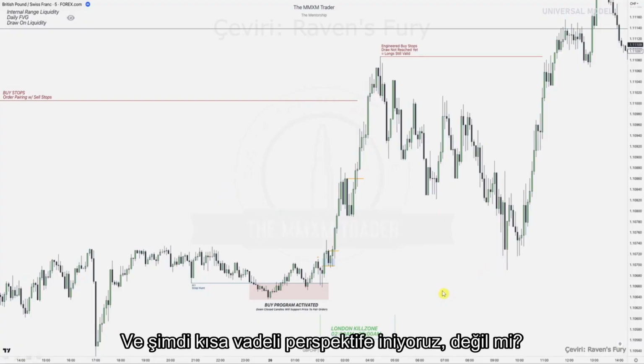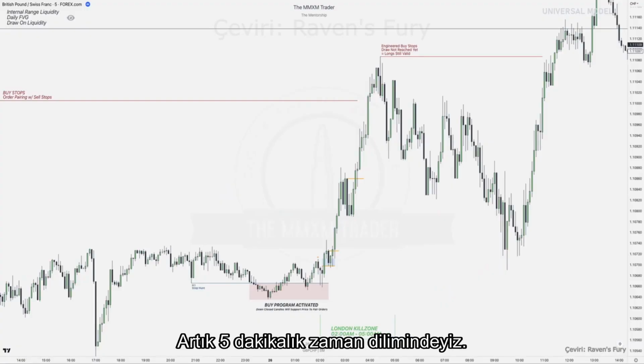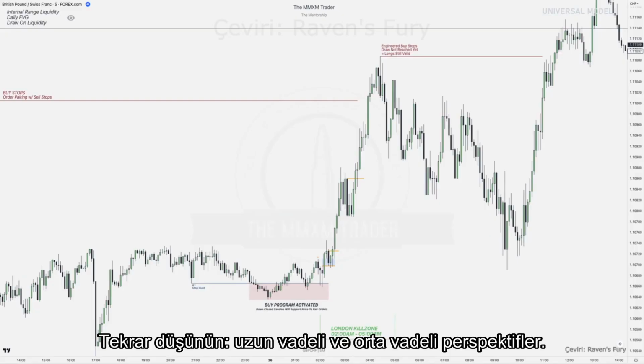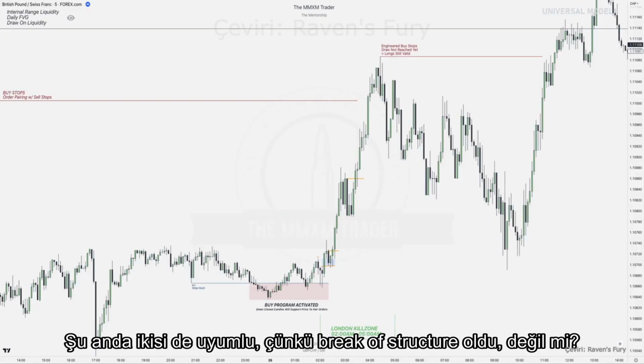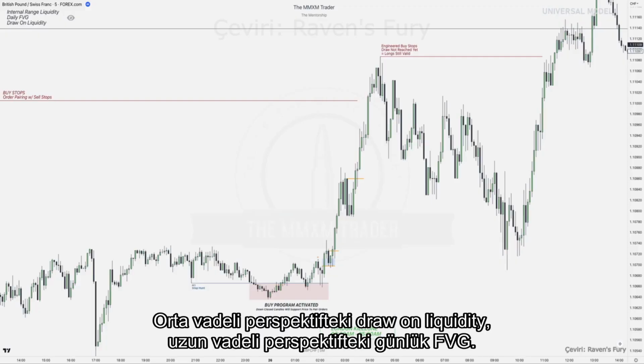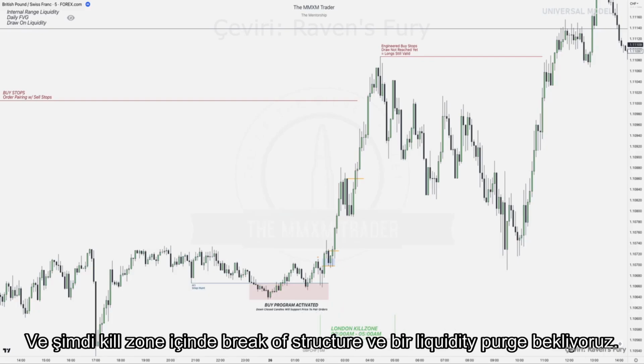And now we dive into our short term perspective, right? Now we have that 5-minute time frame. Again, think about that long term, intermediate term. They're both in line right now because we broke structure, right? On the intermediate term, drawn liquidity is that long term perspective daily fair value gap. And now we wait inside our kill zone for a break of structure and a liquidity purge.